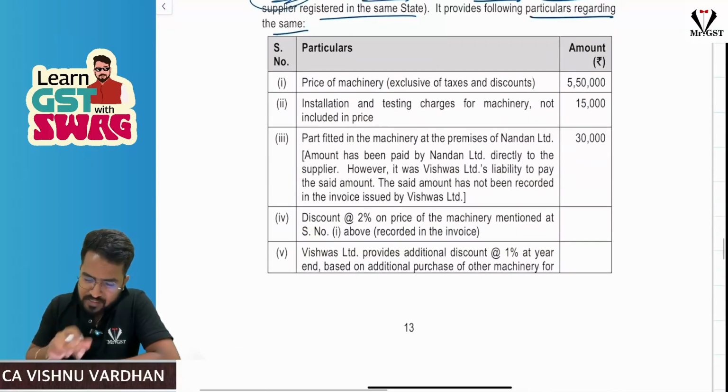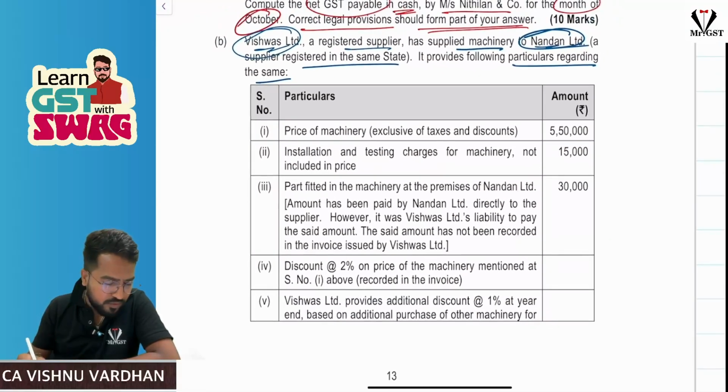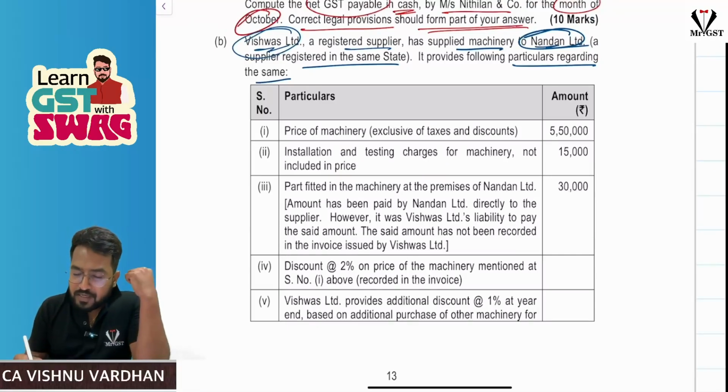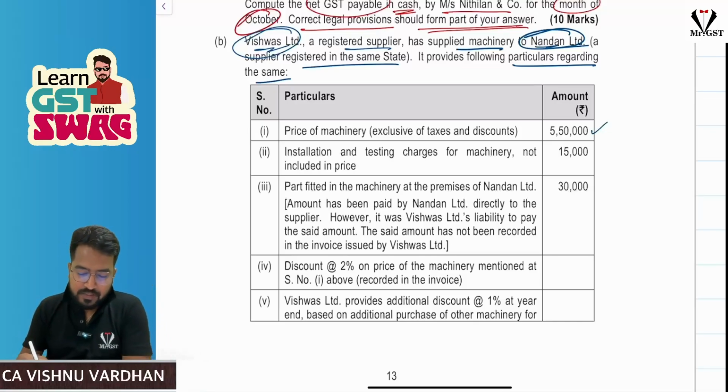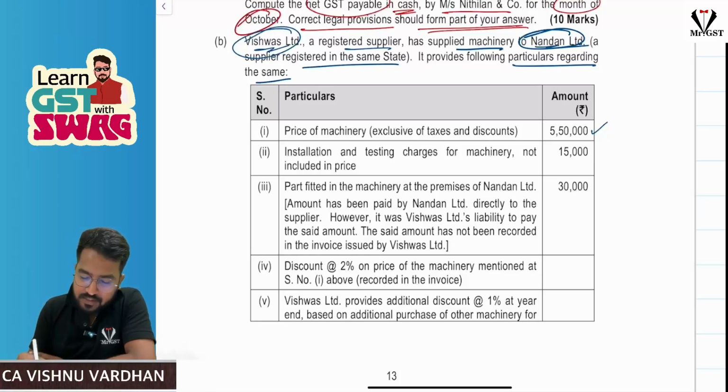Okay. So price of the machinery exclusive of taxes and discounts. So it is 5,50,000. Okay, that will be the value of supply. Next one, sir, installation and testing. If you see installation and testing, which are not included in the price, obviously incidental expenses, we will add that.